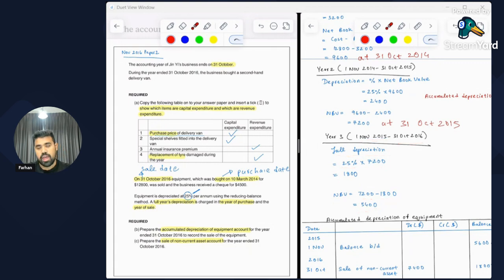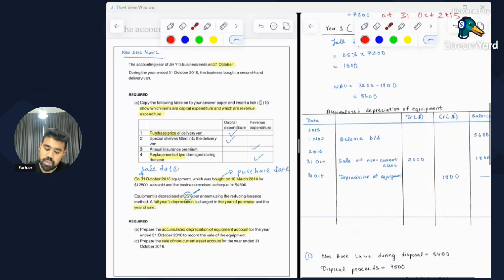So when you're ready, now we can officially start preparing the accumulated depreciation of equipment account. Here I have already prepared an outline for you in advance, and I've used the regular format that we're used to, which is the 5-column format. So we have the date, the description, the cross-reference, then 1 column for debit, 1 column for credit, and 1 column for the final balance. So we are preparing the accumulated depreciation of equipment account for the year ended 31 October 2016, which you can see I'm highlighting in green on the left-hand side.